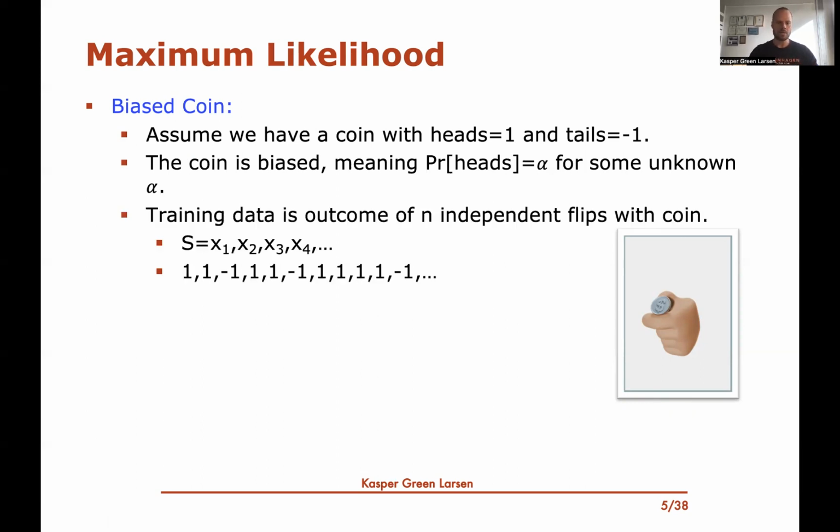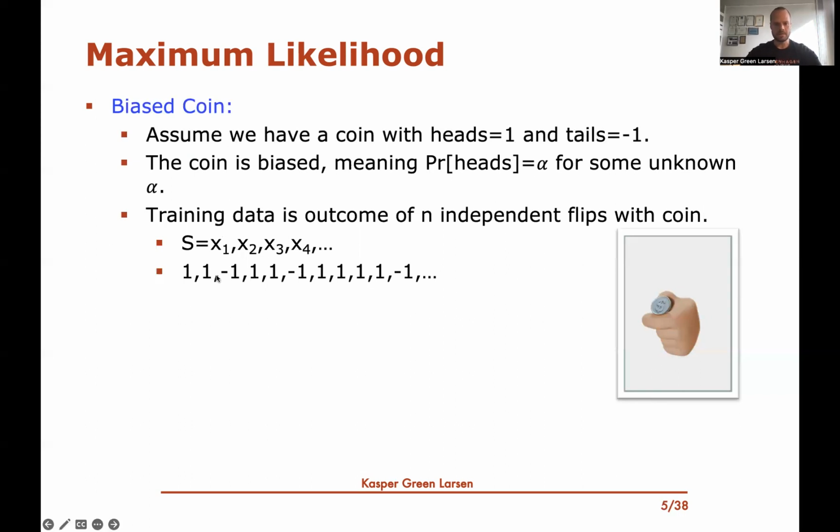Now the training data that we have available for trying to predict alpha is the outcome of n independent flips with the coin. So basically here we're trying to predict the probability of seeing a heads. So it's very similar to the setup before with learning, where we're trying to predict the probability. The training data here is the outcome of n independent flips with the coin, again similar to n independent training examples from this unknown distribution D.